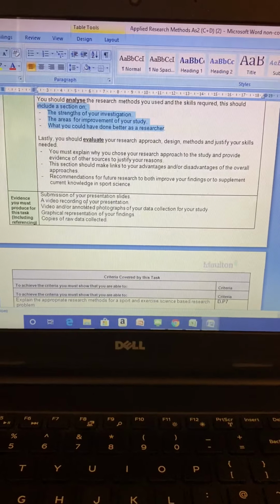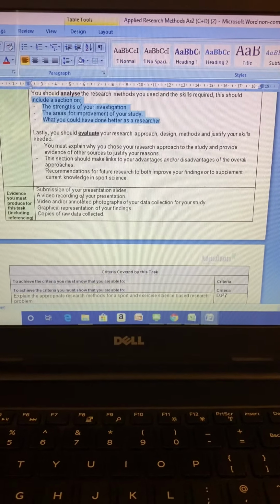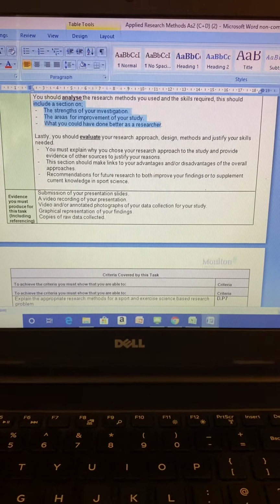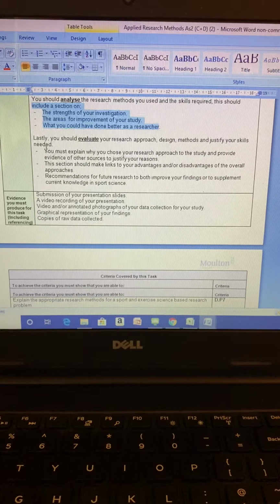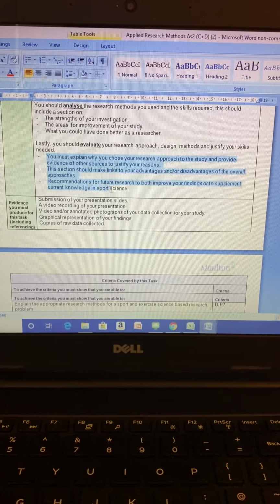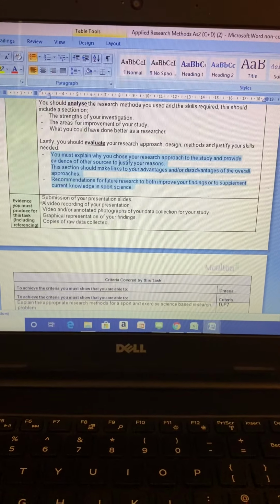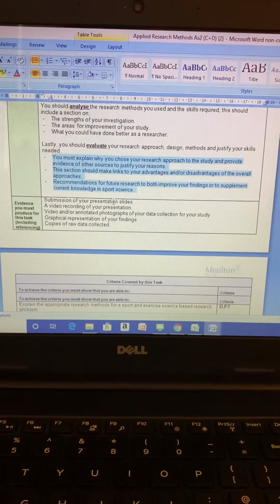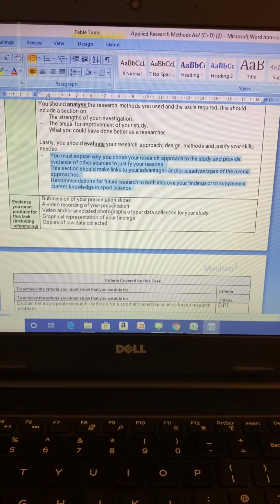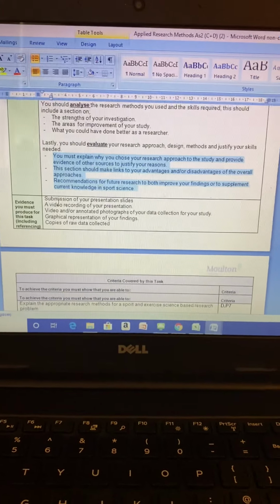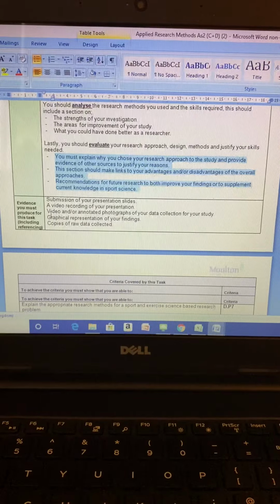And then obviously if you've got any videos of when you did the sprints, could you pop them in as well? That'll be really good. Lastly, you should evaluate it. So just again, follow these points. You can't go wrong if you include that. Okay, so obviously you see the evidence here, submission of the presentation slides. I don't mind if that is a Word document. Video recording of the presentation, at this point you can do a Word document. That's not necessarily an issue.